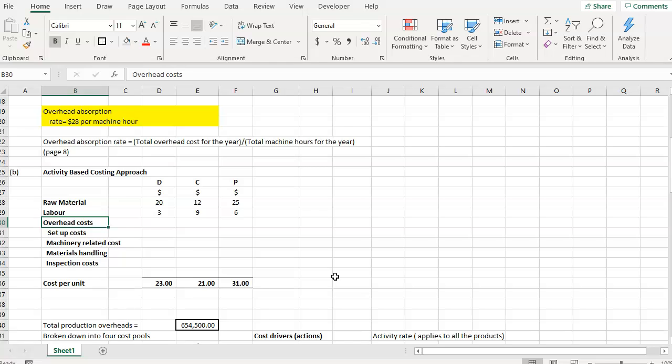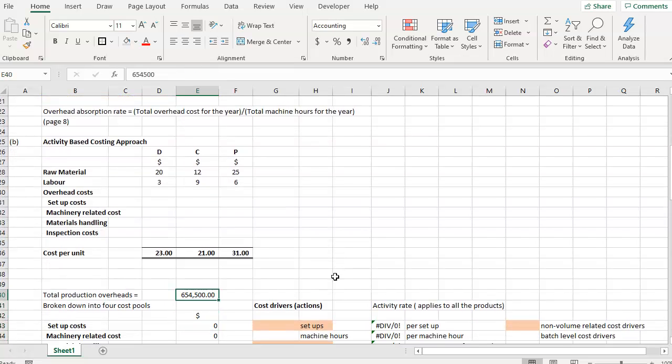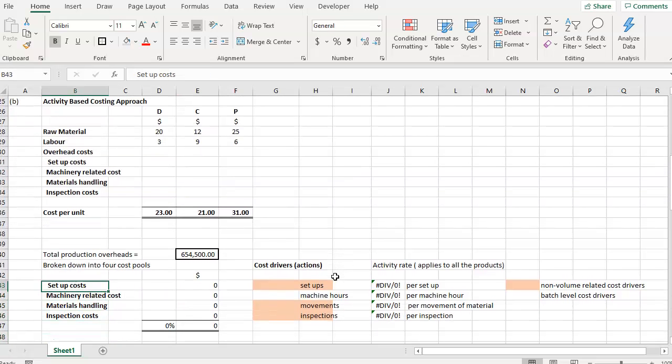Now to continue with the question, it tells you that the production overhead cost for the year is $654,500. And further analysis shows that this figure for the year is broken down into 4 categories. The 4 categories are setup costs, machinery-related costs, material handling, and inspection costs.